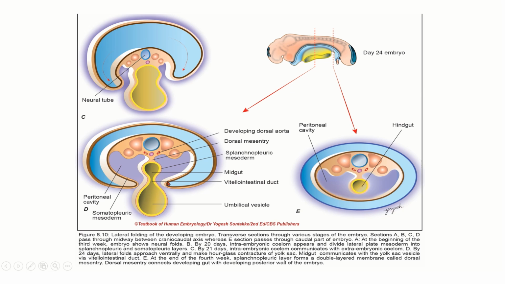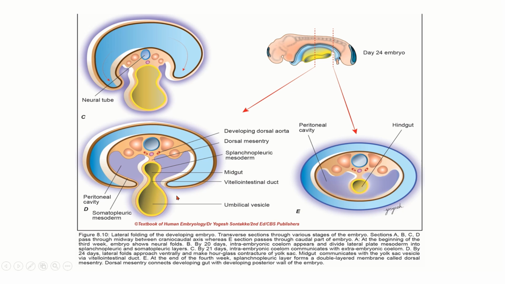So now you can see completely the somatopleuric layer here is actually forming the body wall. You can see this is the open part where you are seeing the vitelline intestinal communication between the midgut and the umbilical vesicle. You can see here in the closed part. So this is the hindgut. So this part is completely surrounded by the splanchnopleuric layer, and this is the somatopleuric layer of the intraembryonic mesoderm. So this is the peritoneal cavity.